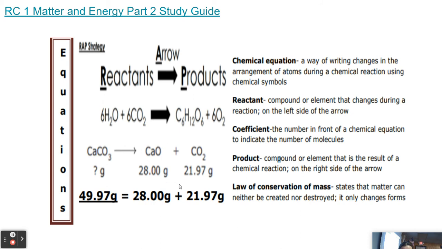So we can look and add our products together, and we understand it's 49.97. So the mass of our reactants must also be 49.97.